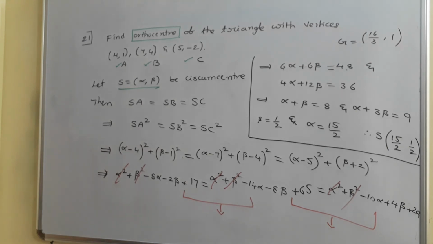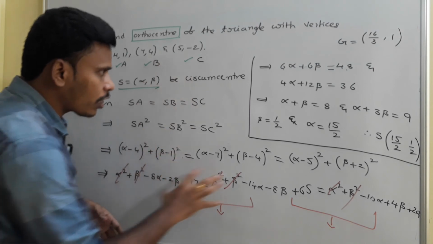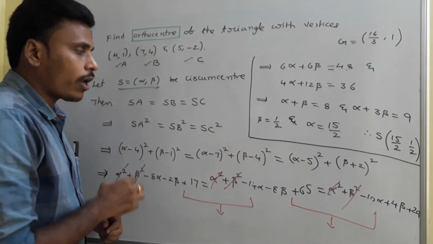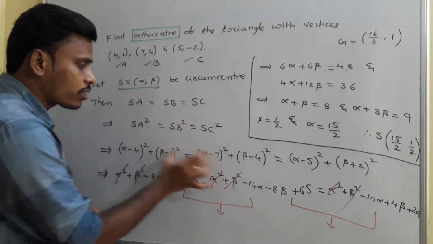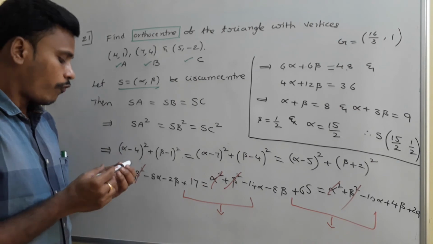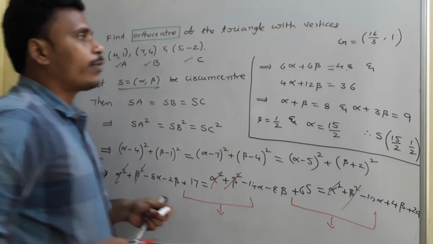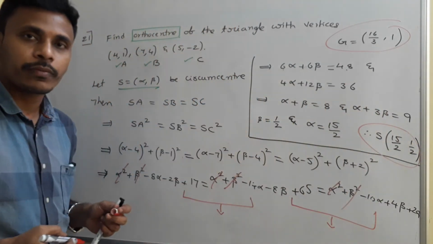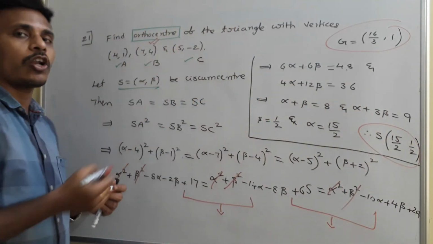So finally, look at this. This is the procedure to find the circumcenter by taking SA, SB, SC as equal. So equalize them, use the distance formula, simplify, get alpha and beta, and that is the circumcenter. So finally, what do we have? We have the centroid using the centroid formula, and the circumcenter using this procedure. But the question is about finding the orthocenter.